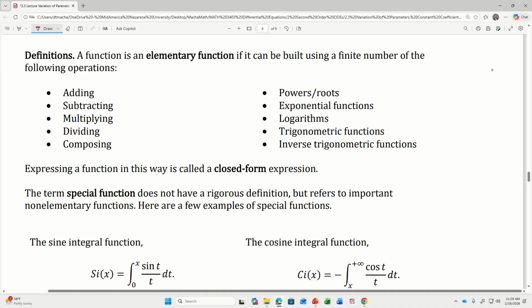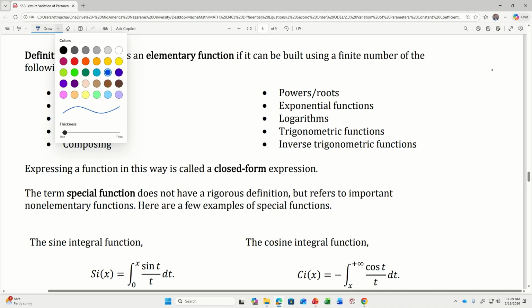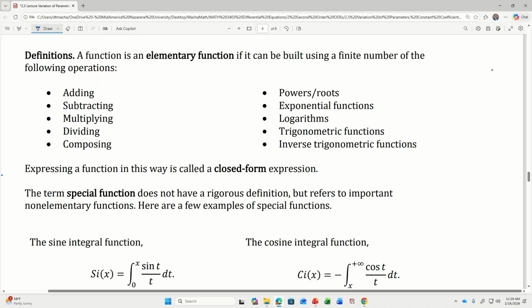I also want to say something about this before class is over. A function is an elementary function if you can build up your function using a finite number of the following operations: adding, subtracting, multiplying, dividing, composing, powers and roots, and exponential functions and logarithms and trig functions and inverse trig functions. All of that would be an elementary function.